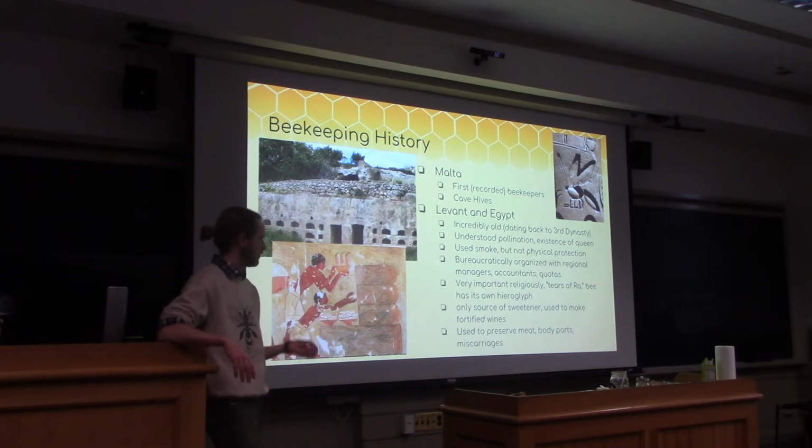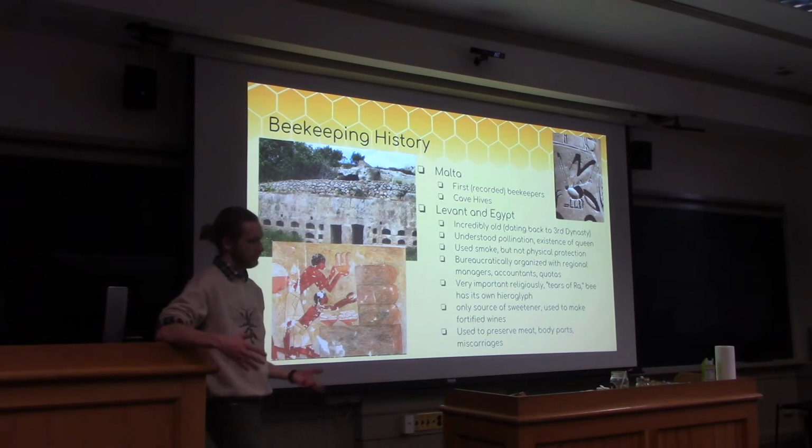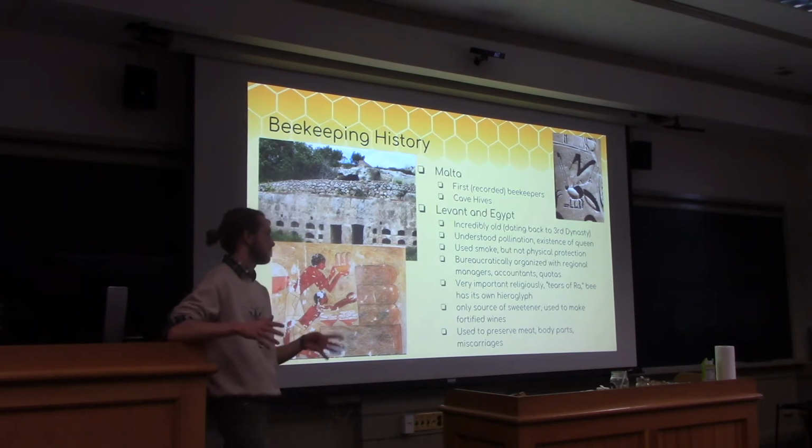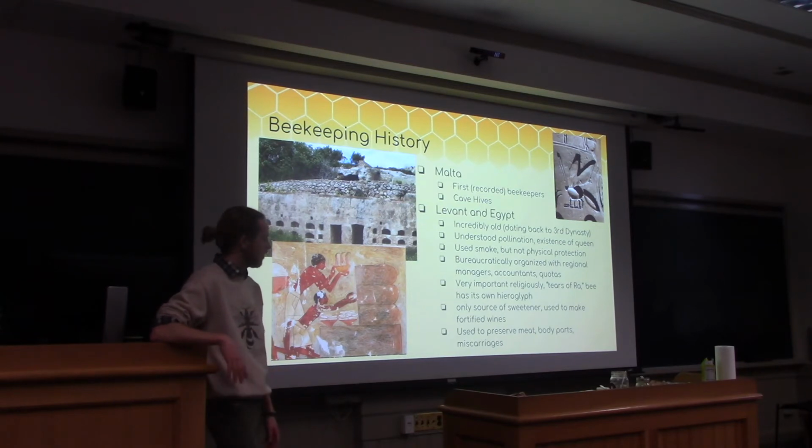And honey was really important for taxation and for temple offerings. So they actually had this big bureaucratic organization of beekeepers where you had regional managers and accountants and people that were keeping track of beekeepers all over a region to extract a quota of honey for the temple. So it wasn't as much of a hobby then as I think a lot of people think of it now.